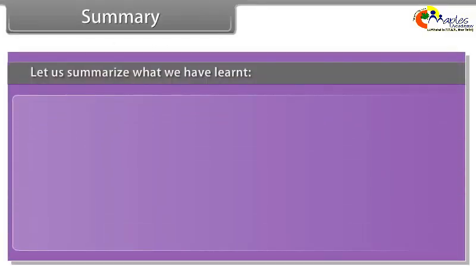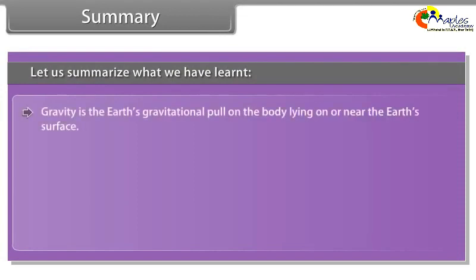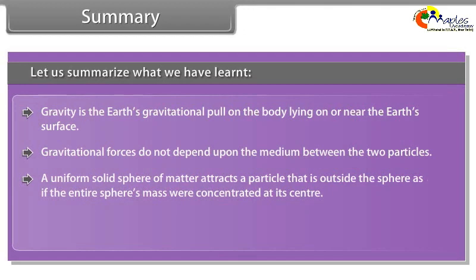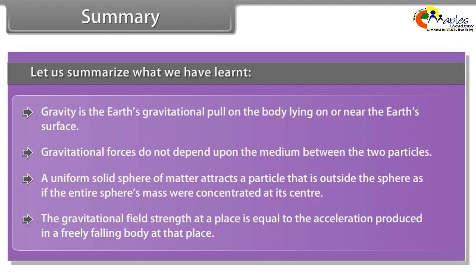Summary. Let us summarize what we have learned. Gravity is the Earth's gravitational pull on a body lying on or near the Earth's surface. Gravitational forces do not depend upon the medium between the two particles. A uniform solid sphere of matter attracts a particle that is outside the sphere, as if the entire sphere's mass were concentrated at its center. The gravitational field strength at a place is equal to the acceleration produced in a freely falling body at that place.